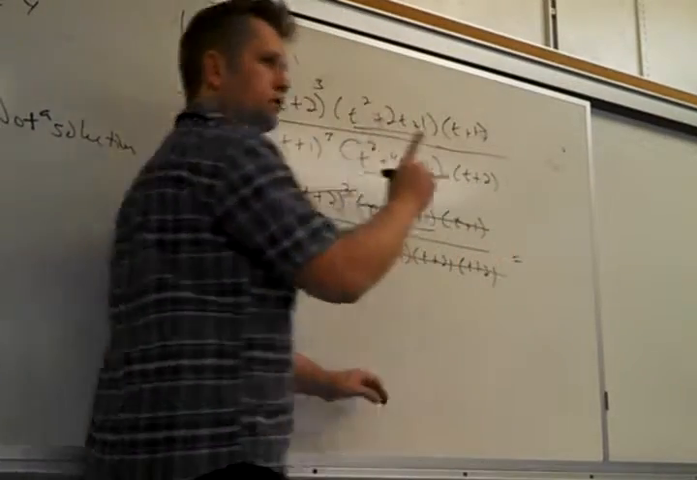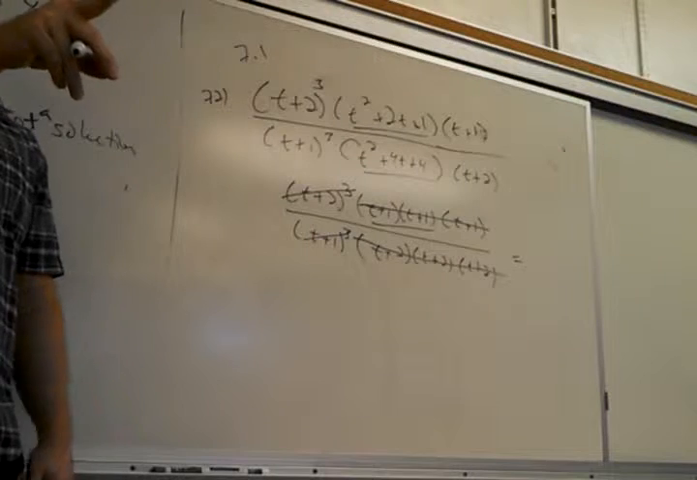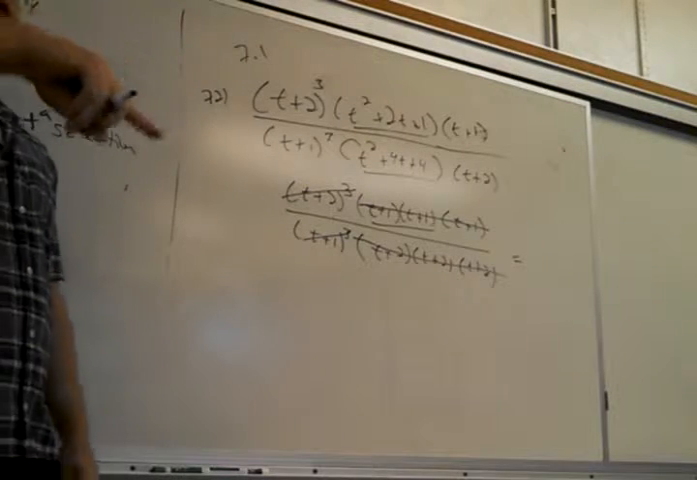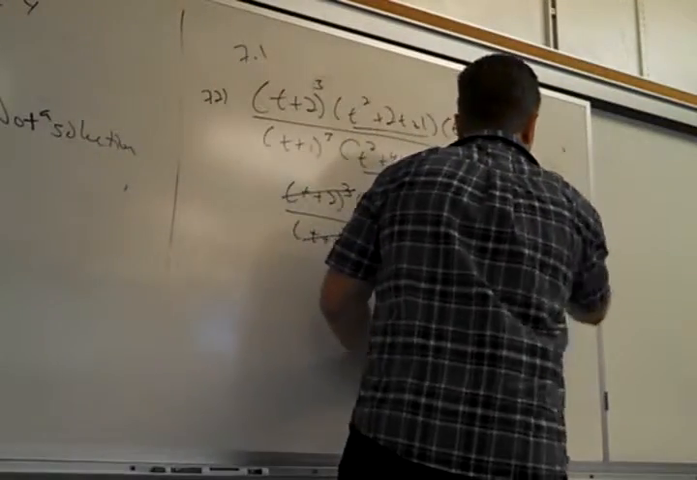So what's the answer though? 1. Something divided by itself. So it's not 0. You can never divide and get 0 unless the top was 0. And the top, I don't know what it is. So the answer is 1. Everything canceled out.